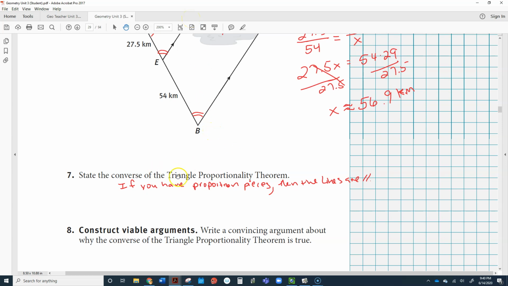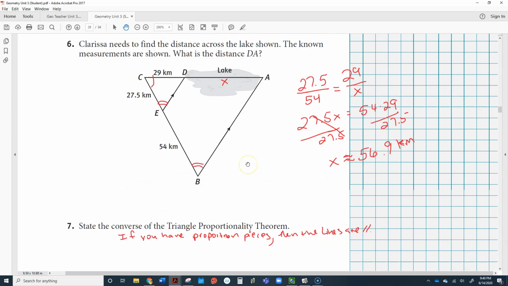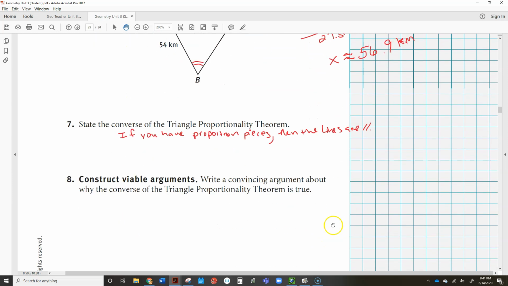Basically, the converse switches what information you start off with. Over here, we were starting with these lines being parallel. Then that means the pieces of the transversal were proportional. If we're given that the pieces are proportional, then we can say that the lines are parallel.